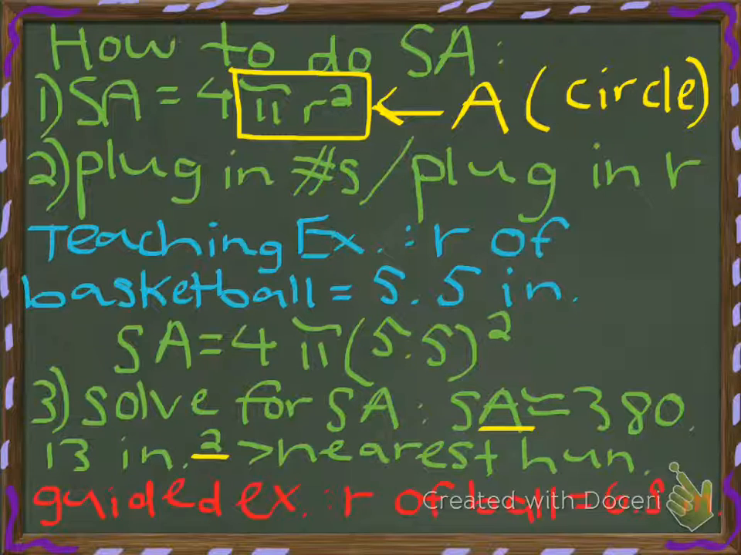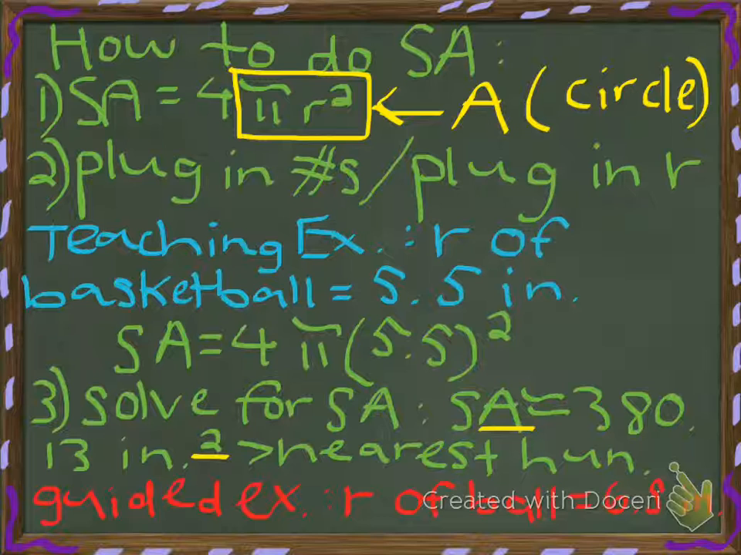Then second, you have to plug in the numbers, but with this formula, all you have to do is plug in the radius. So, for example, the radius of a basketball is 5.5 inches. So you plug it into the formula, so surface area equals 4 pi r squared now becomes surface area equals 4 pi, in parentheses, 5.5 squared.